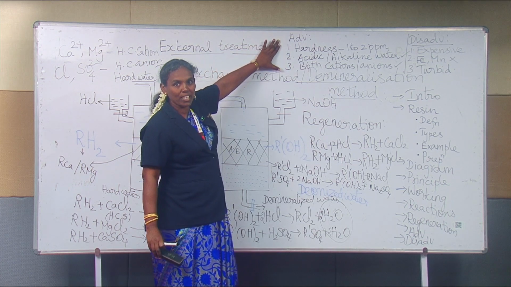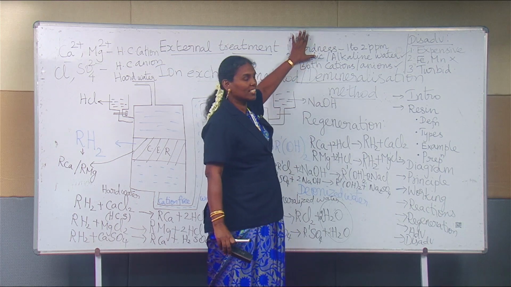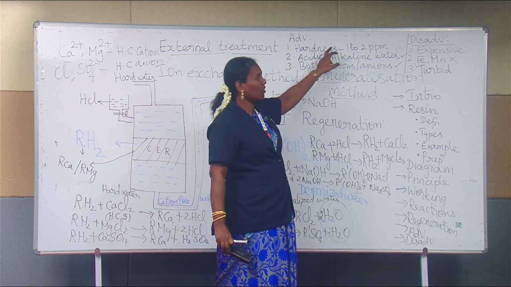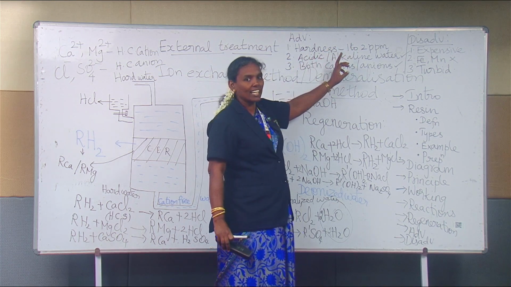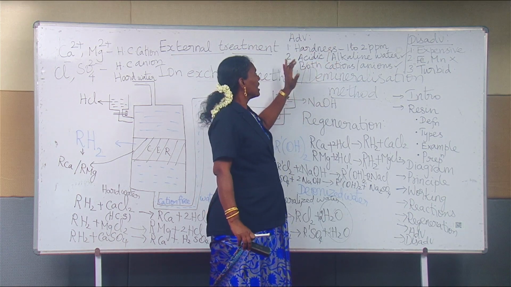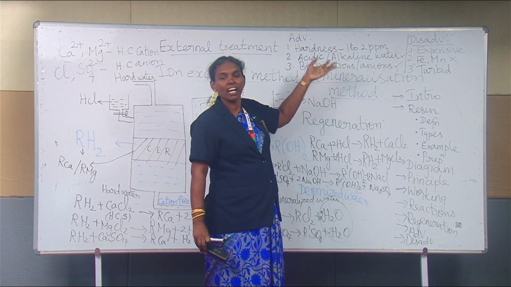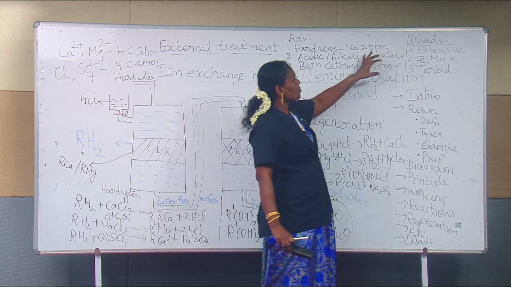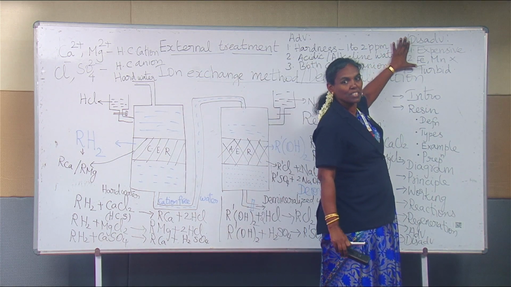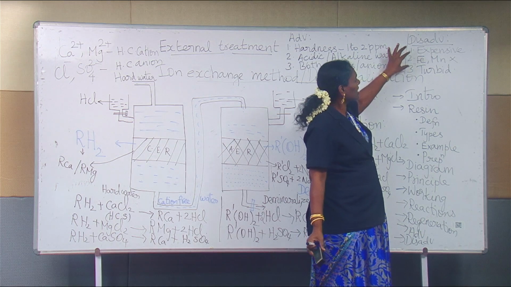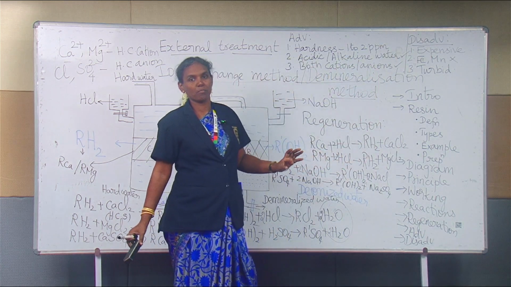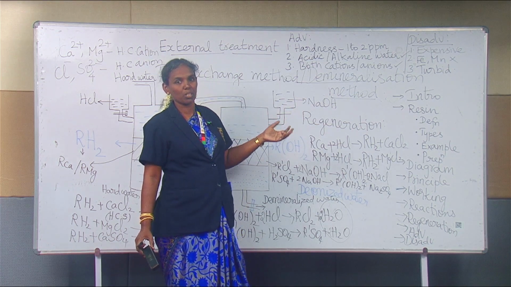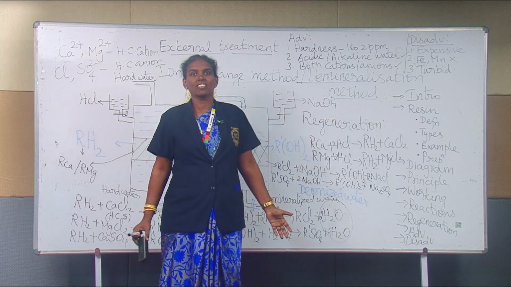Then afterwards, what you have to write? Advantages, 3 points, and disadvantages, 3 points. Advantages: the demineralized water has very low hardness of 1 to 2 ppm. Acidic water and alkaline water can be treated by this method, and both cations and anions are removed. Otherwise, we can use this water in high pressure boilers also. Disadvantages: the method is expensive because of the resin. Water containing iron and manganese cannot be treated because it may form a complex with the resin. Turbid water cannot be treated because it may clog the resin. That's all. Thank you.